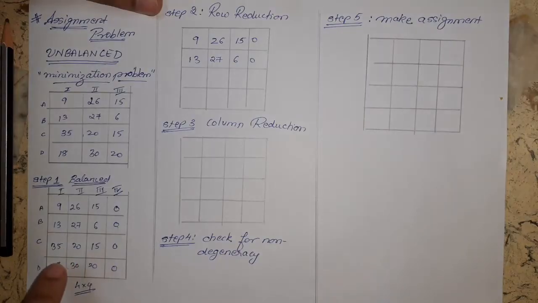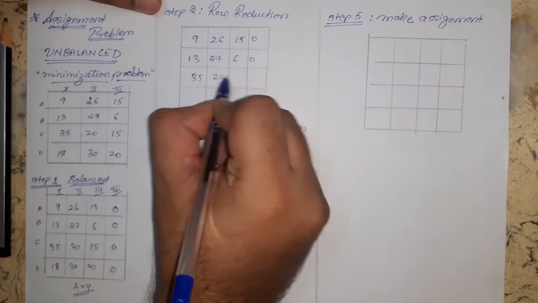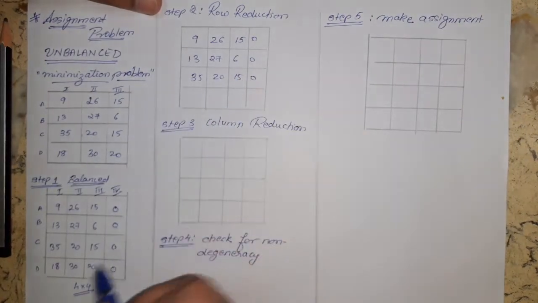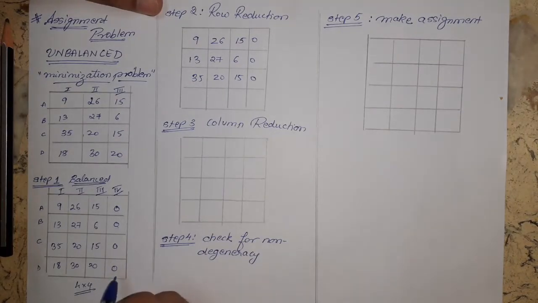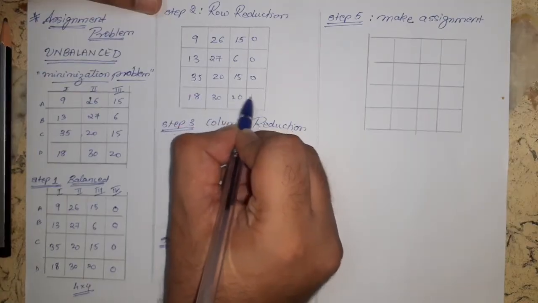In the same way, third row, the lowest value is 0. So 35 minus 0 will give you 35. Same way, 20, 15 and 0. And lastly, in the fourth row, the smallest value is 0. So all values minus 0 will give the same values as they are.